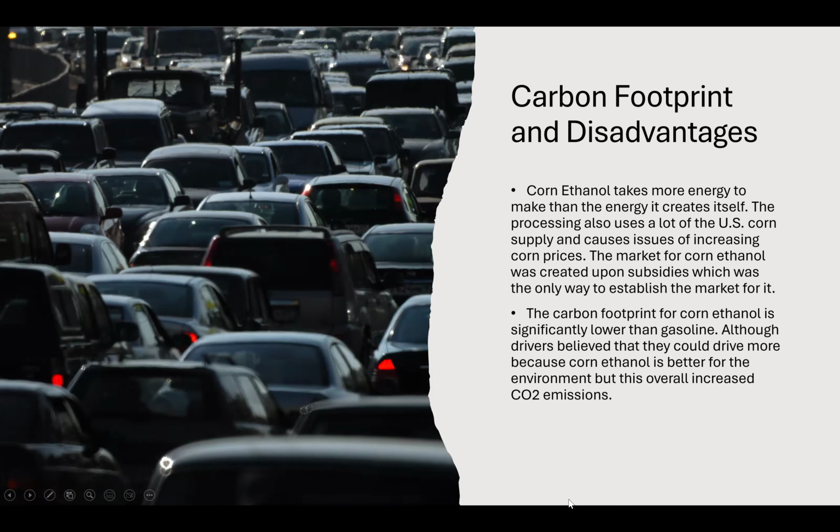Carbon footprint and disadvantages: corn ethanol takes more energy to make than the energy it creates itself. The processing also uses a lot of the US corn supply and causes issues of increasing corn prices. The market for corn ethanol was also created upon subsidies by the government, which was the only way to really establish the market for it.